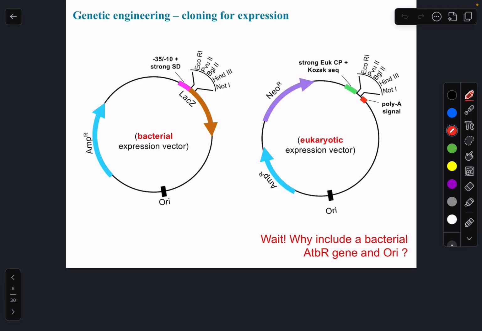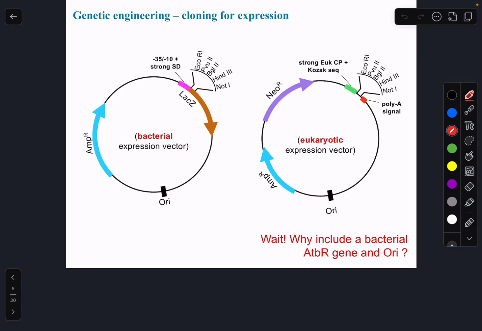Oh, now I see what happened. I had it as one of those slides that would reveal themselves so that I don't give it away. Okay, so it'll show up in the annotated slides later, but you'll see a cartoon of what a eukaryotic expression vector looks like with a strong poly-A signal and a strong eukaryotic promoter.